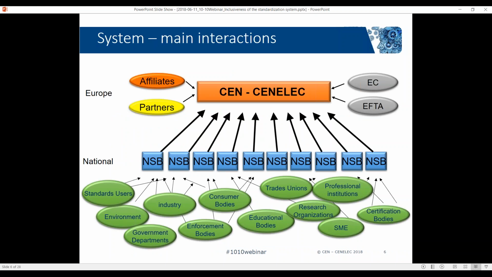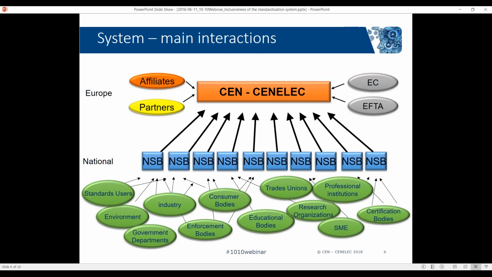As a second reminder, the main principle of European standardization is the national delegation principle, where one or more people selected by a national standards body or national committee and national mirror committee put forward the agreed national position in the CEN or CENELEC committee meetings.